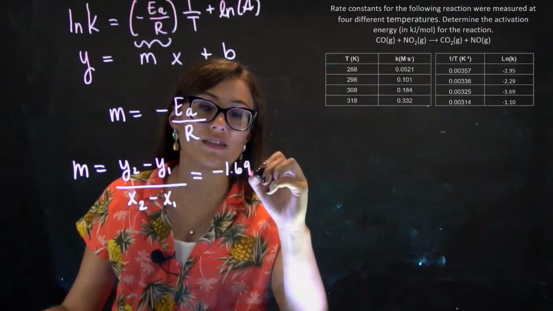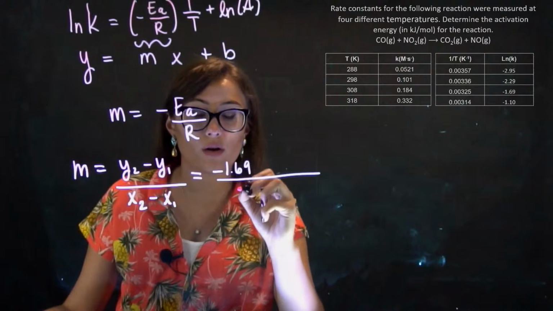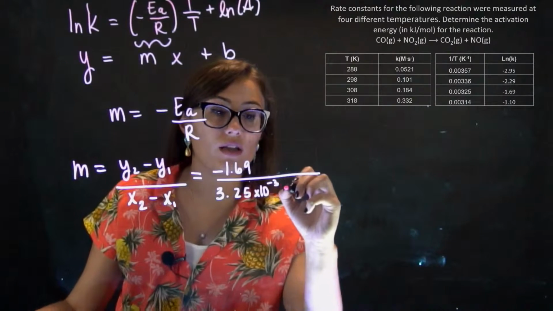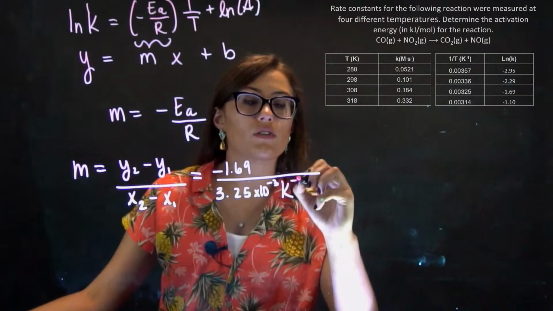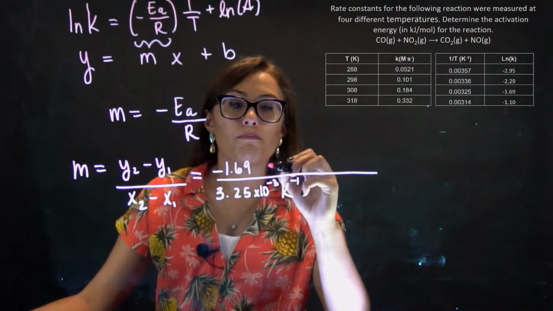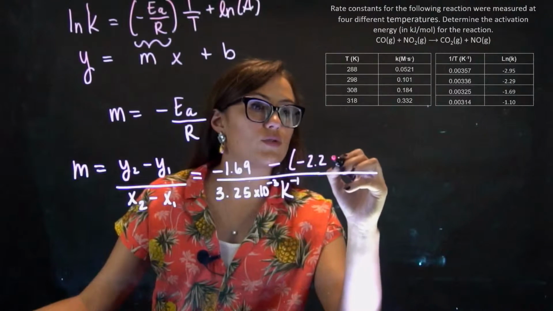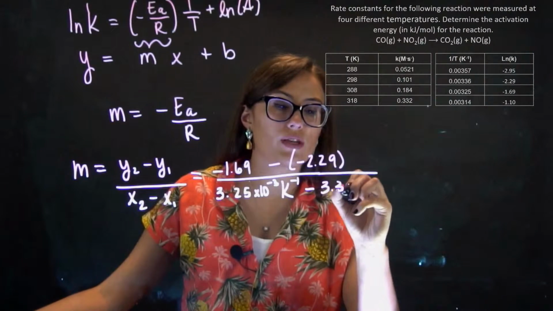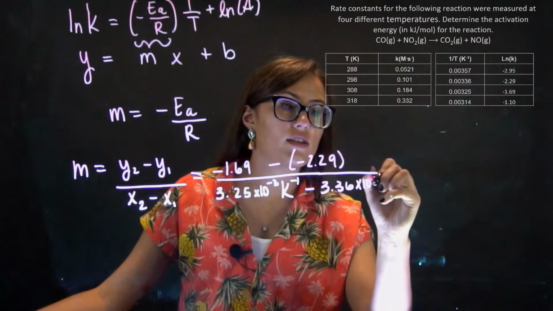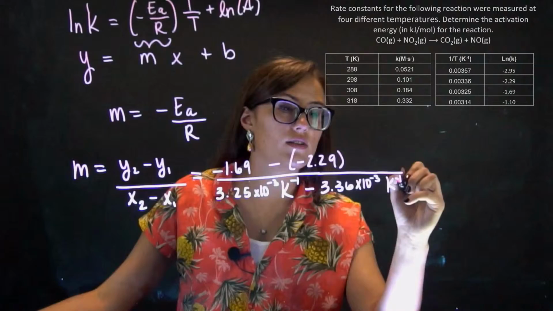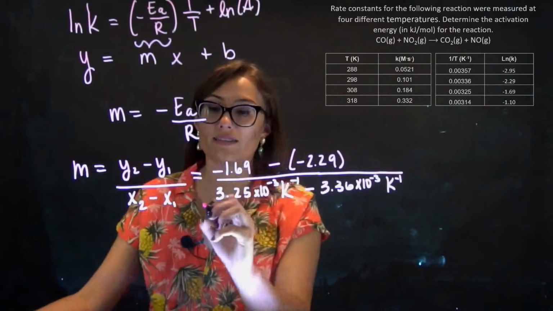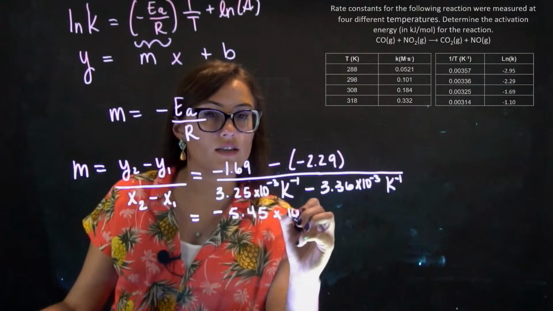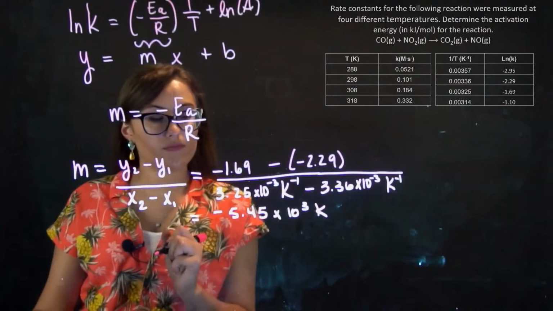Negative 1.69 for my y2 pair, and so the accompanying x2 is 3.25 times 10 to the negative 3 per Kelvin, minus negative 2.29, divided by, minus 3.36 times 10 to the negative 3 per Kelvin. Once we have that, this simplifies down to negative 5.45 times 10 to the 3rd Kelvin.